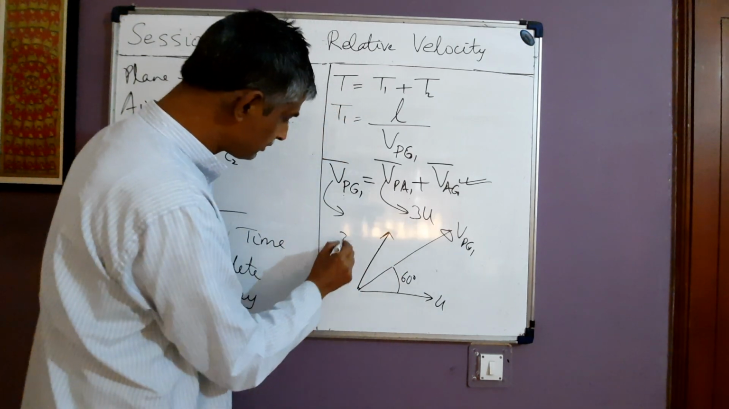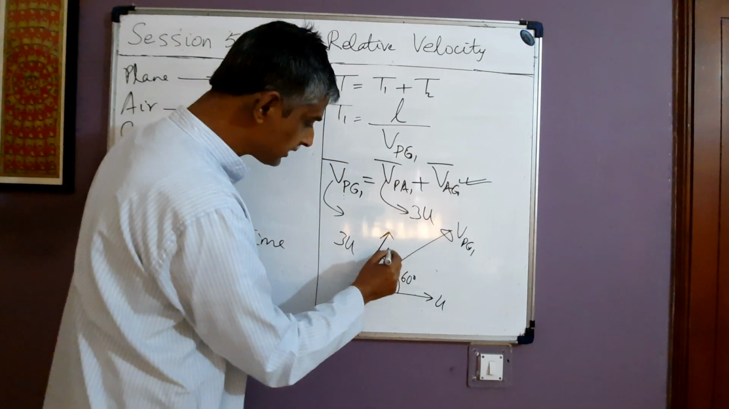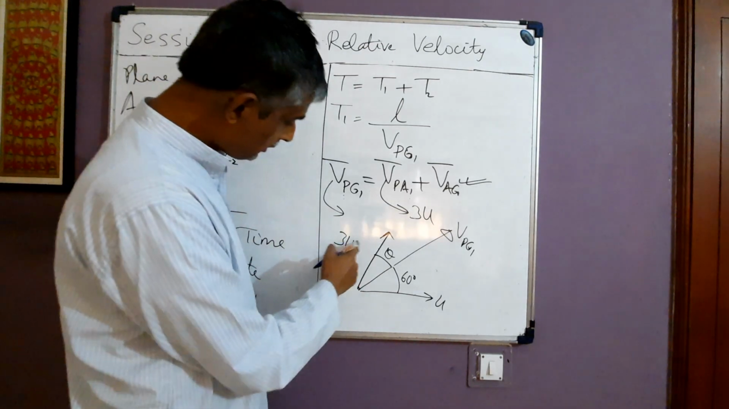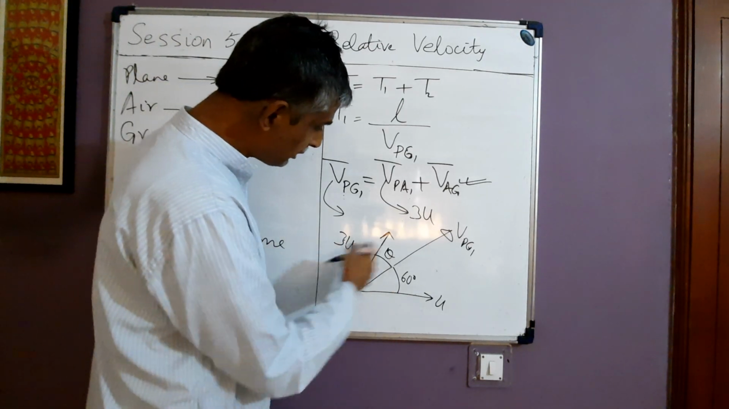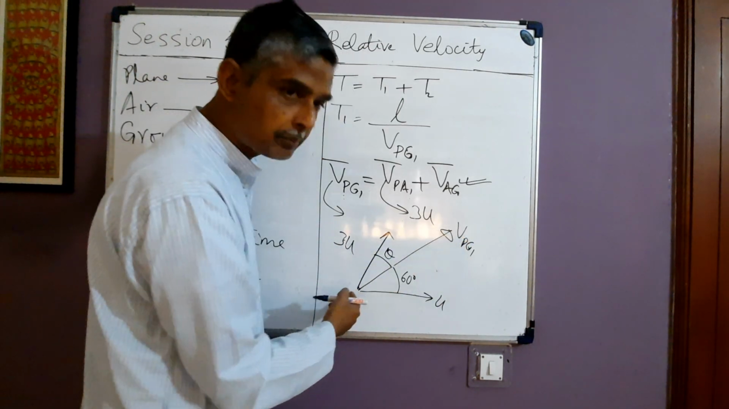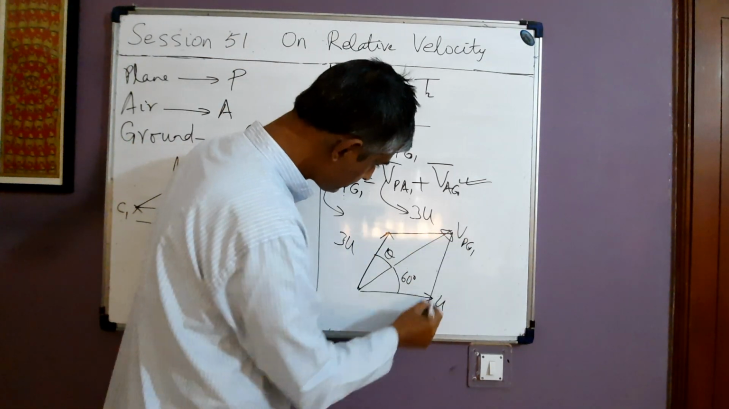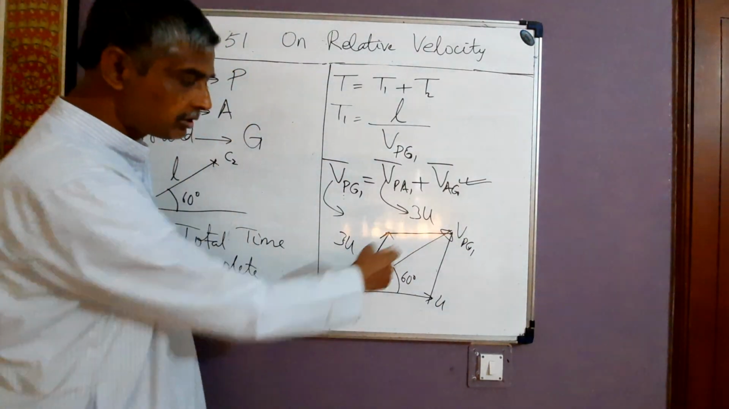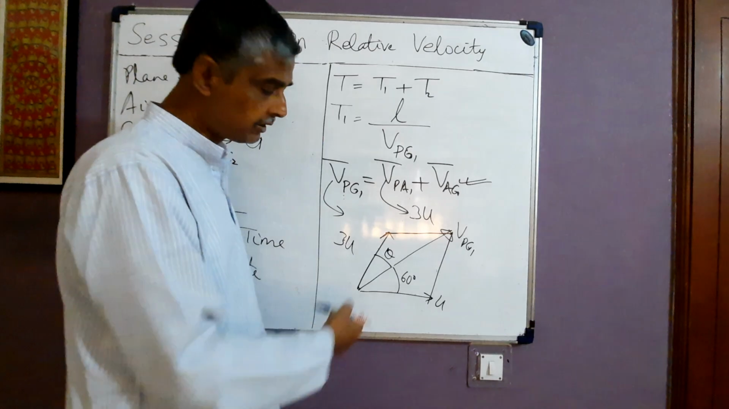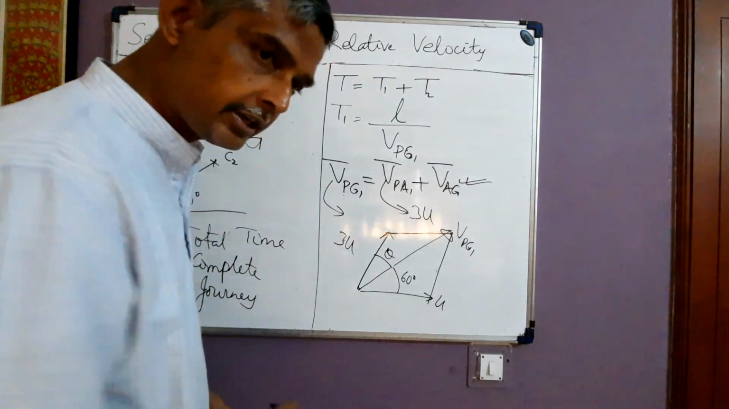So this is Vpa1, this is 3u. Let us call the angle theta, we don't know it. Now with these two as adjacent sides, we complete the parallelogram such that this is the diagonal of the parallelogram. So we have drawn the parallelogram. It is not a right angle triangle.